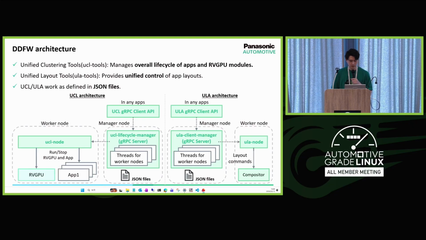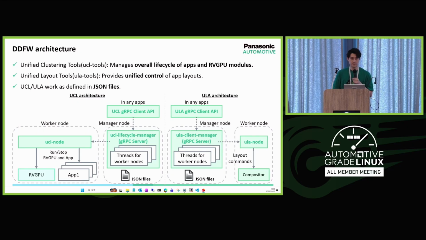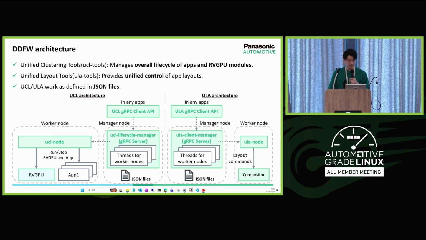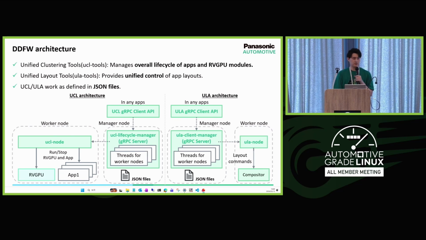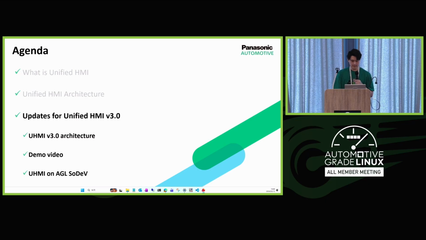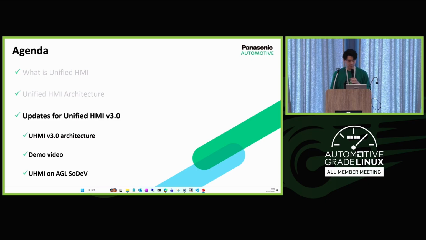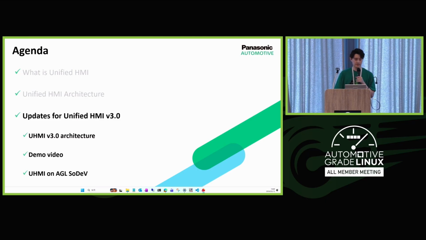This architecture provides strong flexibility and clear separation of responsibilities. However, it also means developers need to deal with multiple components, UCL and ULA, separately, so it leads to operational complexity. This is one of the key motivations behind the updates for Unified HMI version 3. Let's move on to the updates in Unified HMI version 3.